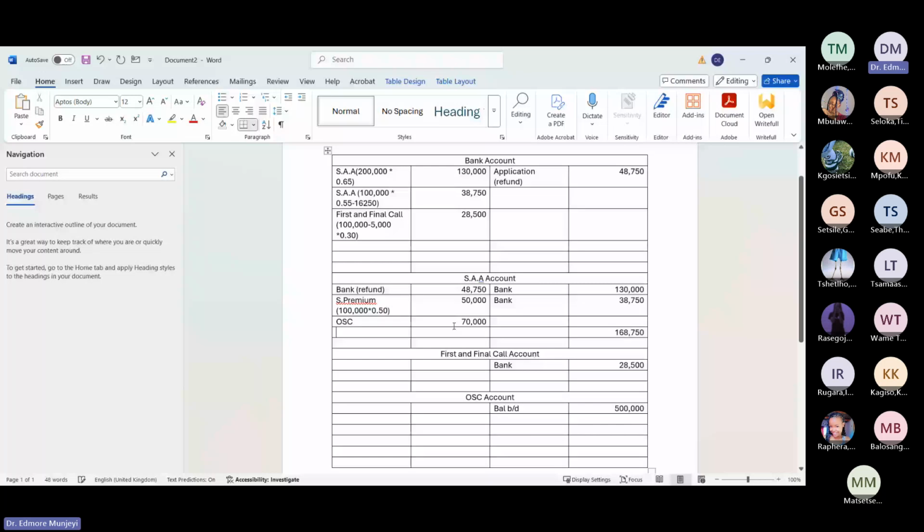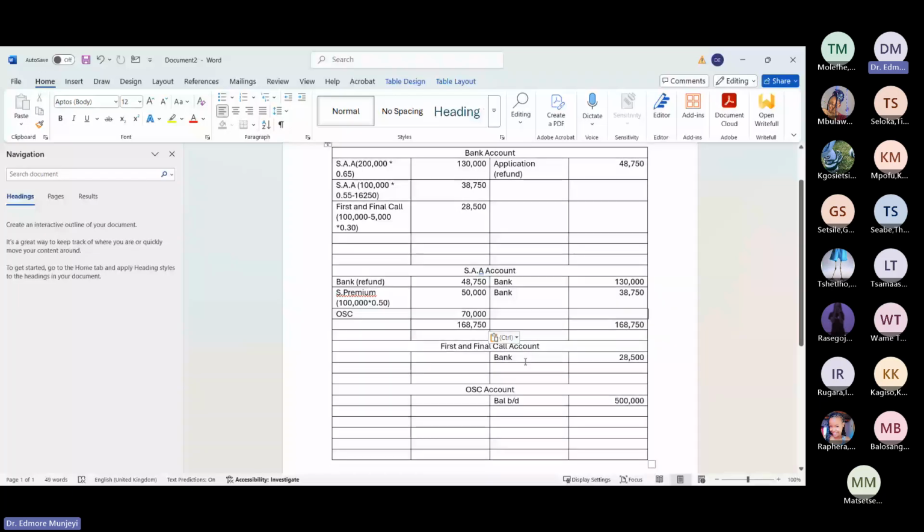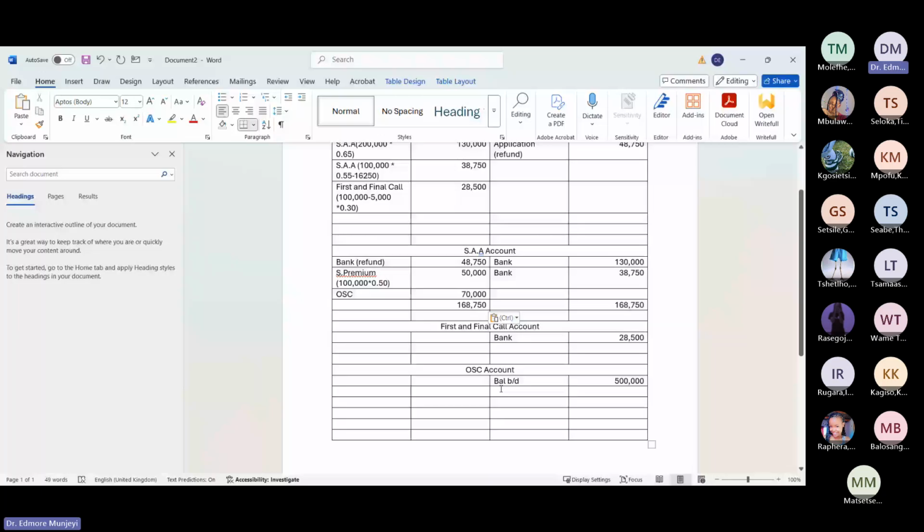So now our share application and allotment account is balanced. Since we now have OSC of 70,000, we go to the OSC account. We credit it with that 70,000. So the 70,000 is coming from the share application and allotment account. So SAA 70,000.